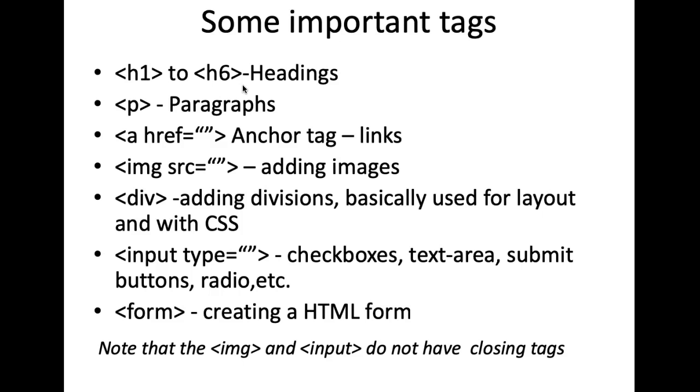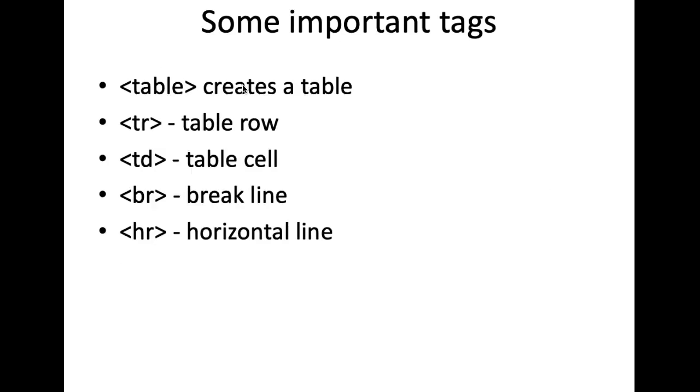So lastly, a note here is that images and inputs do not have closing tags. They're self-closing. So some other important tags are table, which creates a table, tr, which creates a row inside that table, td, which is a table cell, br, which is a line break, and hr, which is a horizontal line.